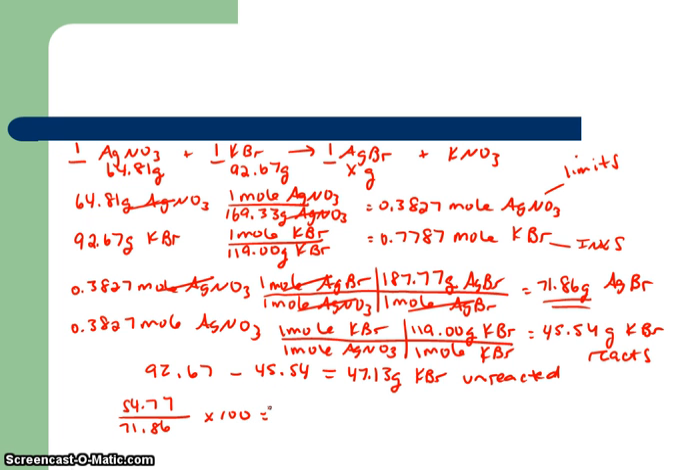So 54.77 divided by 71.86 gives me a 76.22% yield. Now theoretically, I want to get a 100% yield, meaning what I got in lab is what the paper says I should get, but experimental error oftentimes leads us to make less than 100% of what we expect to get. So in this particular question, we expected to get 71.86 grams. We only got 54.77 grams, so we had a 76.22% yield.